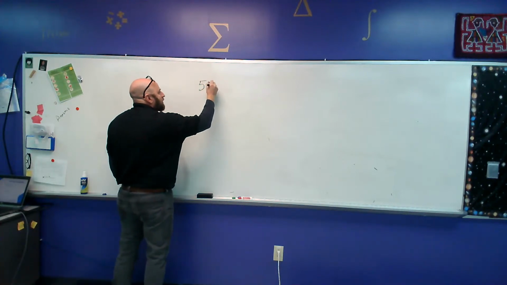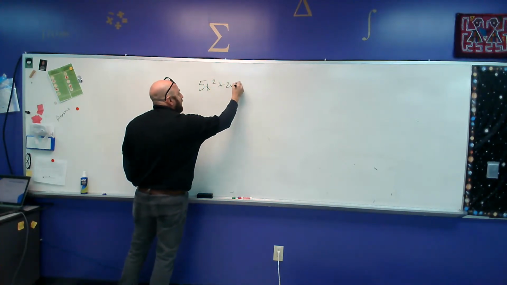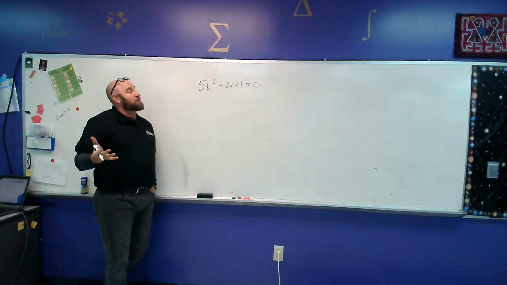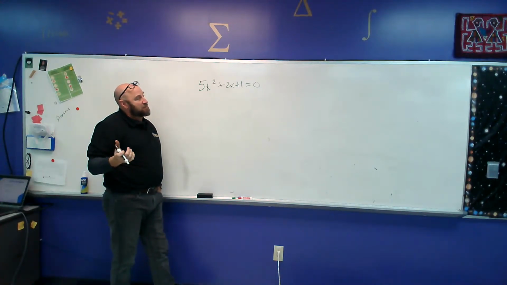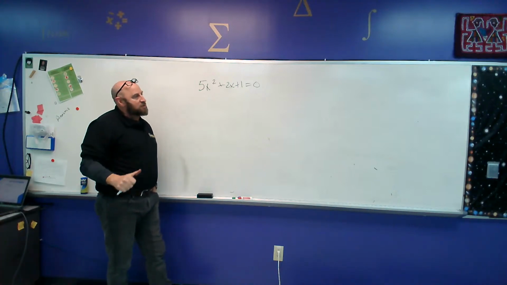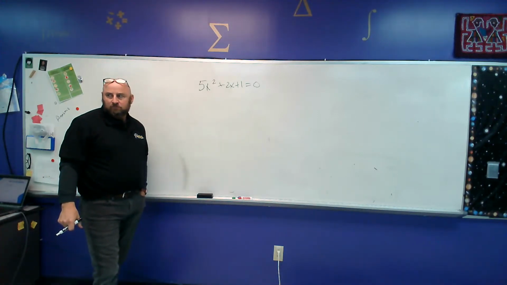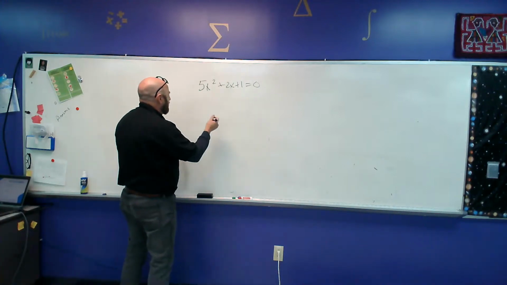So 5x squared plus 2x plus 1 equals 0. Well, first of all, can we factor that? I don't think so. Doesn't look factorable to me. There's no way to factor it because everything's positive. So you can't factor it. So then what do you have to do if you can't factor it? If it's a quadratic and you can't factor it, how do you solve it? The quadratic formula.